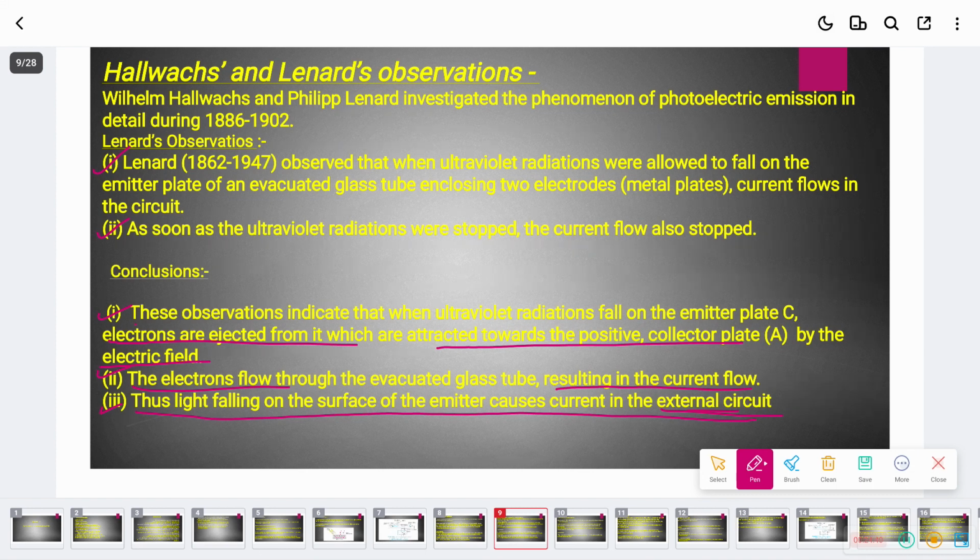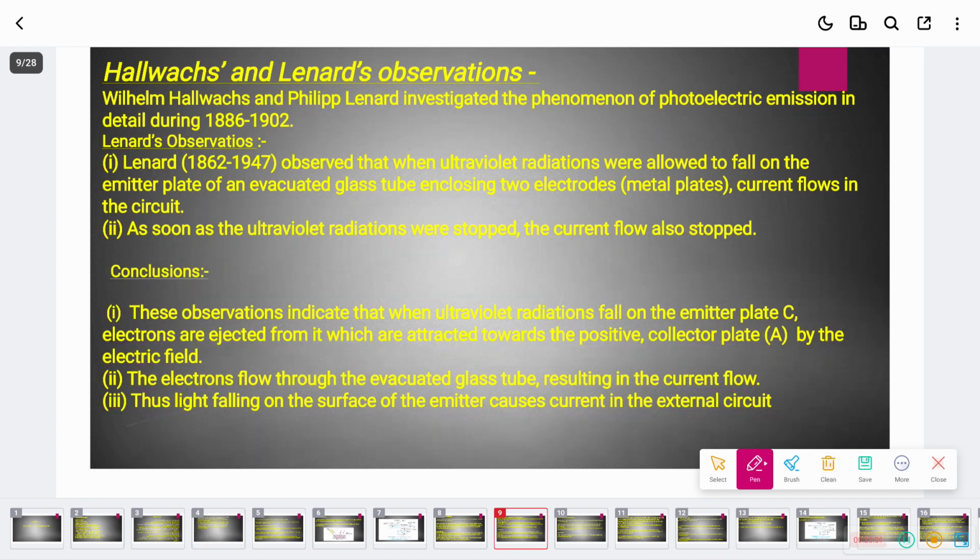Hallwachs and Lenard, both the scientists, gave these observations and conclusions. Separately I have distinguished them here. Two observations you remember, and their conclusion also remember. Both look very similar, because the explanation I have given already. Whatever I told, the same thing Lenard is saying.